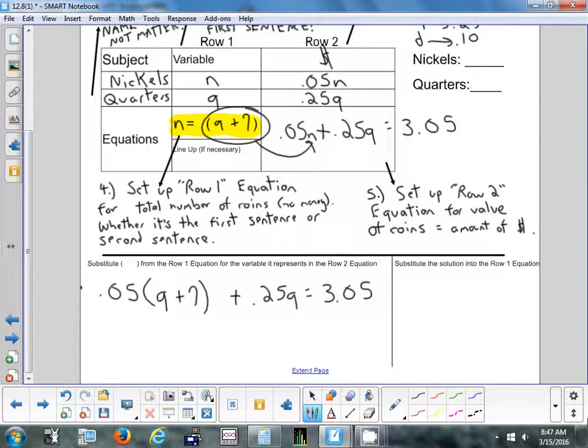Take what's inside the parentheses and plug it in for this letter. If it makes sense to you, cross that letter out so you know you don't need to put it there. You're taking this information and plugging it in for it. So we look at this. What do I have to do here? Distributive property, right? What do I get? 0.05 Q, and then 0.05 times 7.